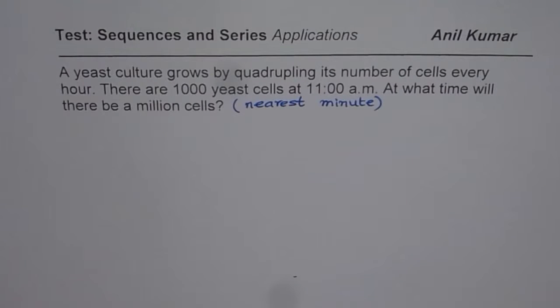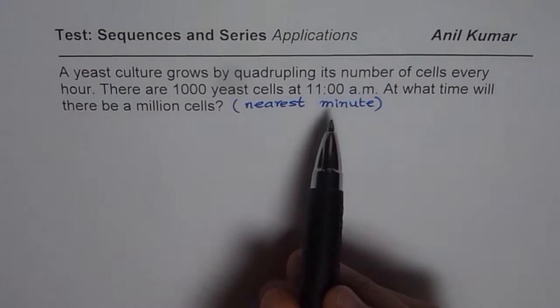The question here is, a yeast culture grows by quadrupling its number of cells every hour. There are 1000 yeast cells at 11 a.m. At what time will there be a million cells? We need to write the answer to the nearest minute. So first let us write down our equation.